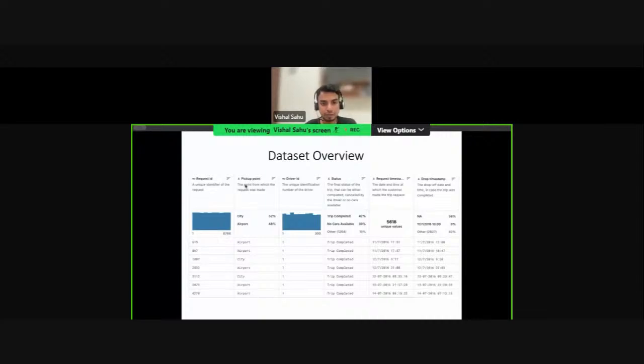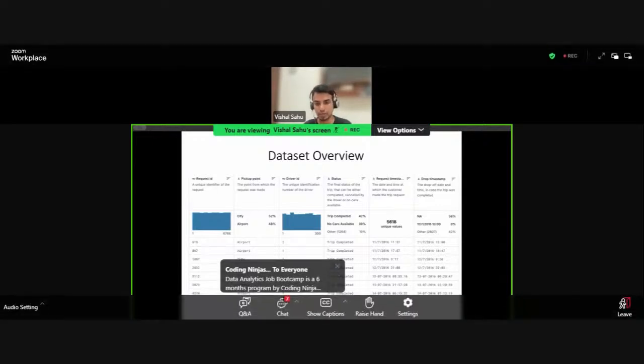Then we have pickup point. This is basically whether it's a city pickup or airport pickup, as we discussed. In India, we have city cabs and airport cabs. They are a separate entity and called a separate business. Then we have driver ID, the particular driver that gets allocated to your request. Moving on to the fourth field, we have status. Basically, this tells if the trip is completed or if there are any issues like no cars available or whether it was cancelled. The status gets captured based on the real-time capturing of what has been done to that request.